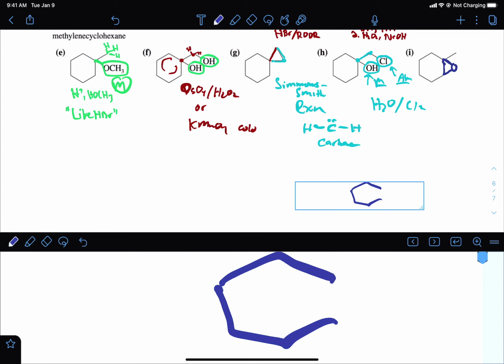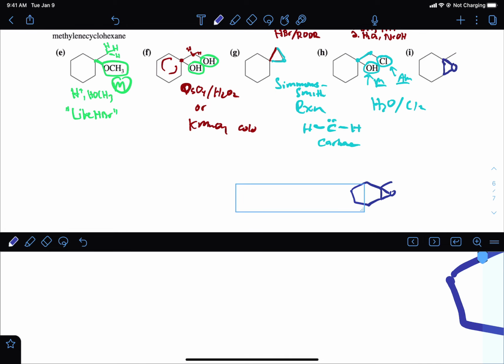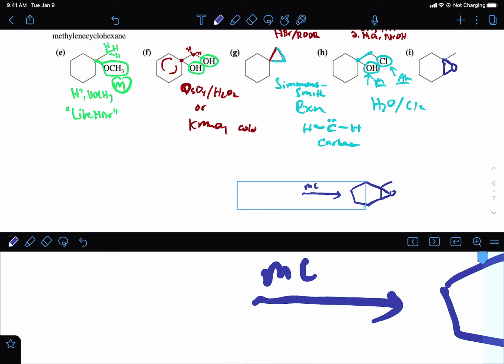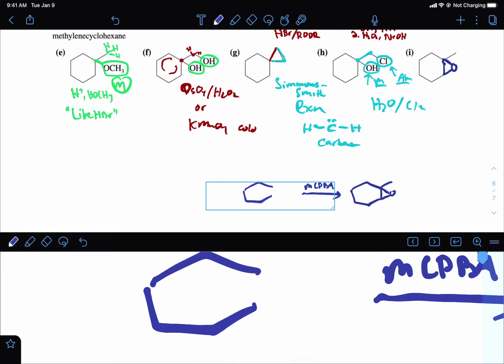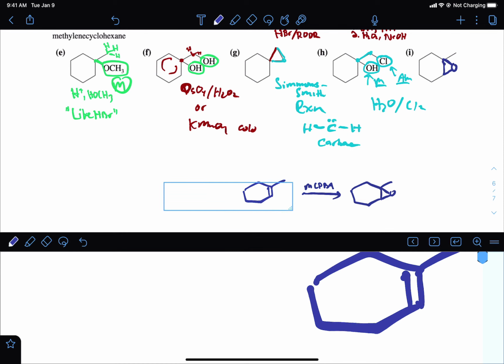So we'll say if the epoxide should be there, we could make that using MCPBA, our epoxidizing agent, if we had the double bond there. Right? Piece of cake, right? If we had the double bond there, then we can easily put the epoxide there. How could we make a double bond?